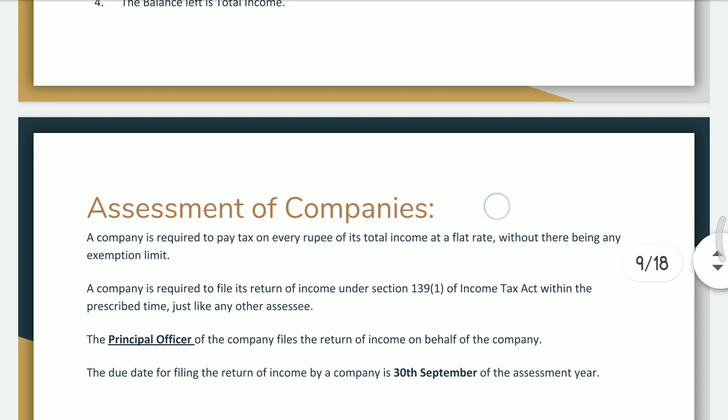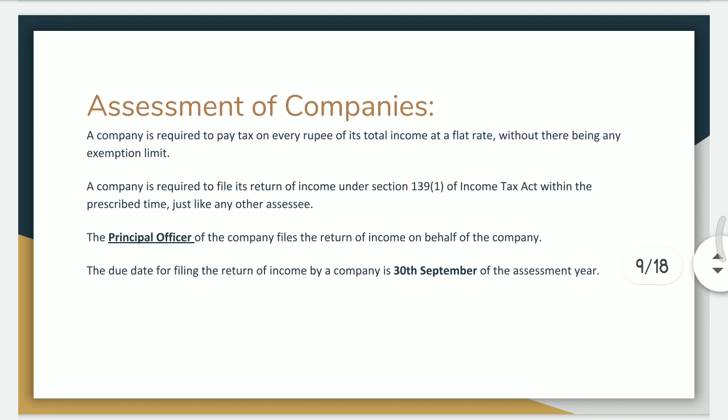Assessment of company. A company is required to pay tax on every rupee of its total income at a flat rate. A company is required to file its return of income under Section 139(1). The principal officer of the company files the return of income on behalf of the company. The due date for filing the return of income by a company is 30th September of the assessment year.